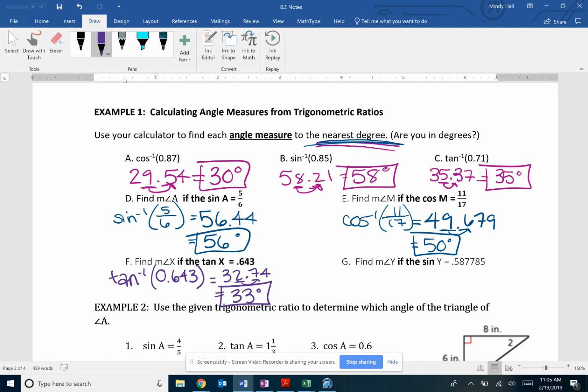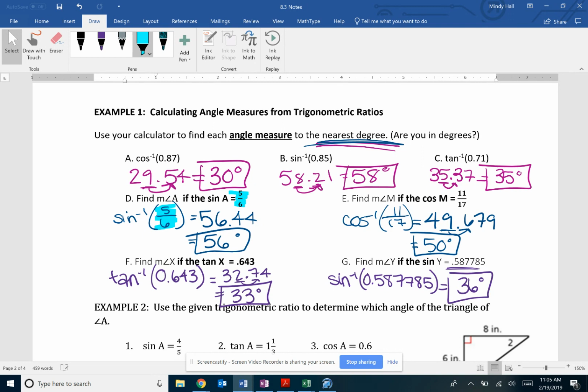Okay, and then last but not least, sine y equals this long decimal. Don't round, just type it in. It's not going to kill you. So inverse sine of 0.587785 equals. Let me type it in. Gives you 35.99999. And it's just going to keep going. So because it's 35.999, that tells me to round up to just 36 degrees, like that. Okay, so notice when we did this, all we did was plug it into the calculator. We took the ratio that they gave us and we plugged it in with the inverse instead.